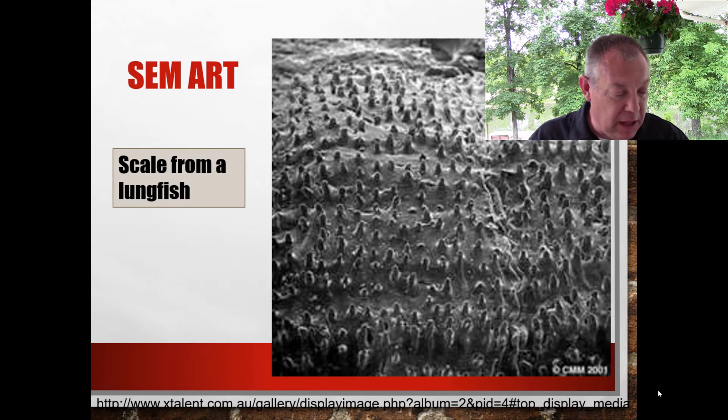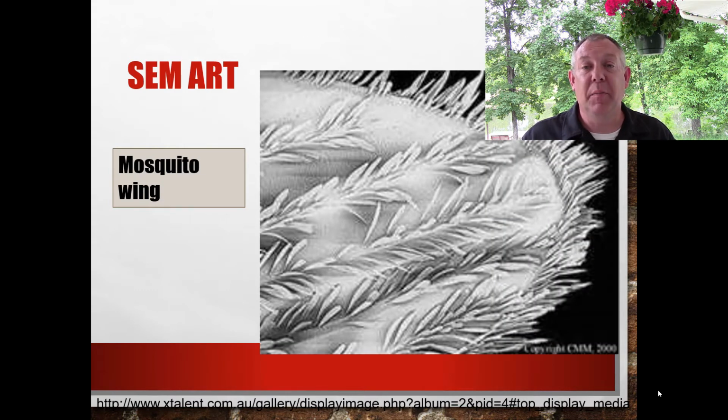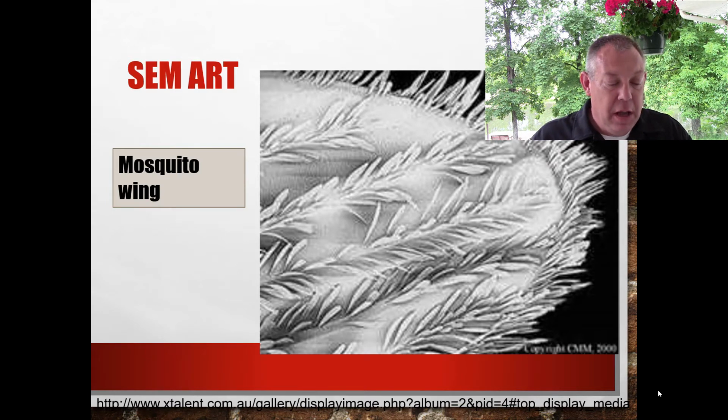So that's a scale from a lungfish. This is the wing of a mosquito. So again, just think about that. You know what a mosquito is. You've seen a mosquito, but you've never probably thought about what the detail is like on its wing. This is so cool.